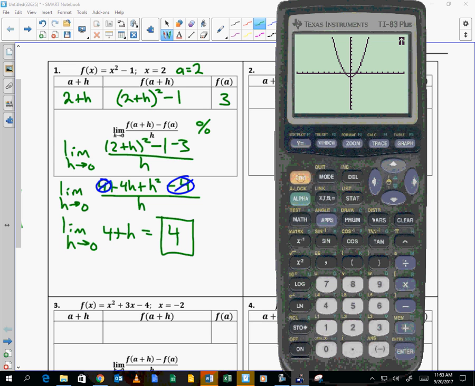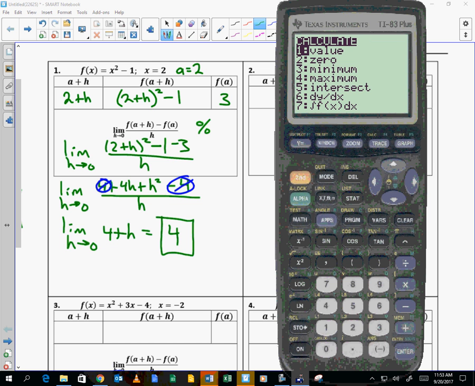You go second, calculate. One of these up here means derivative. Do you know which one? Y6. The d literally means the change in y divided by the change in x. What do we call change in y over change in x? Slope, rise over run. That's the instantaneous rate of change, the instantaneous slope at a given point.